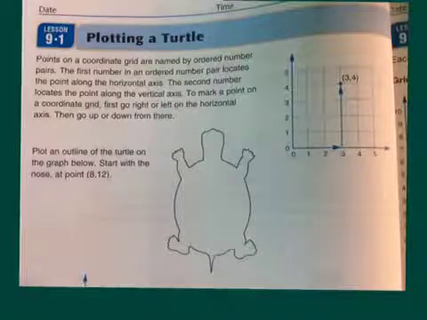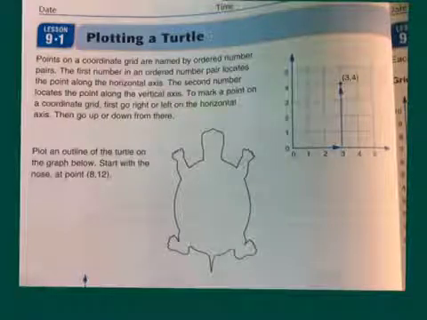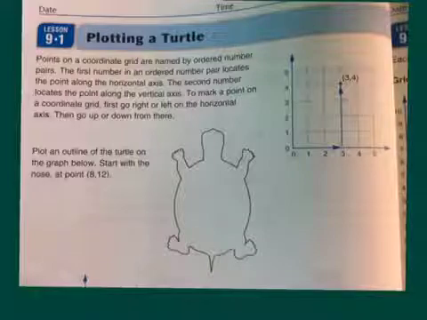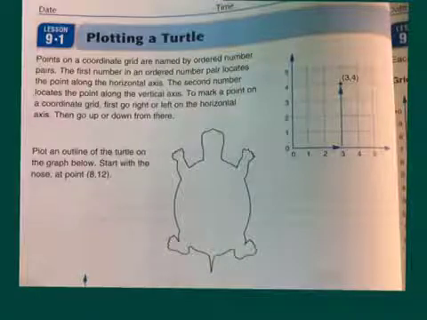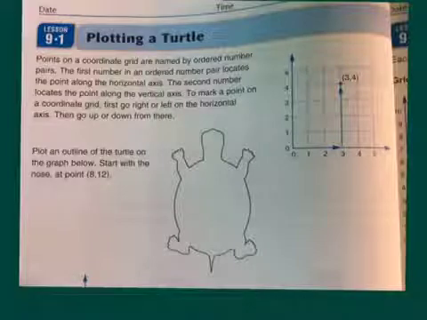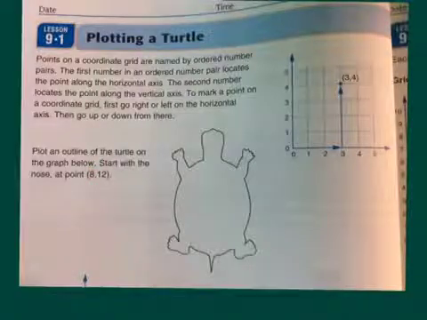On page 292, we're going to practice how to use coordinates. And what I'd like you to do is to draw this turtle. You're going to plot an outline of the turtle on the graph below. Start with the nose at 8, 12, or 8 and 12. That's how we would say the coordinates. Now, how do we know which one is the vertical and which is the horizontal?